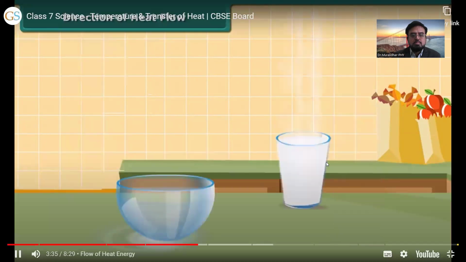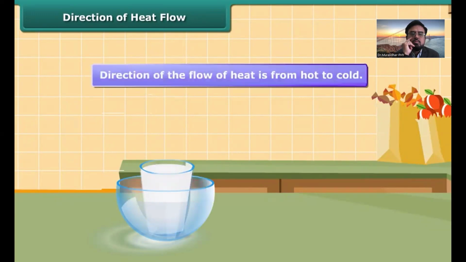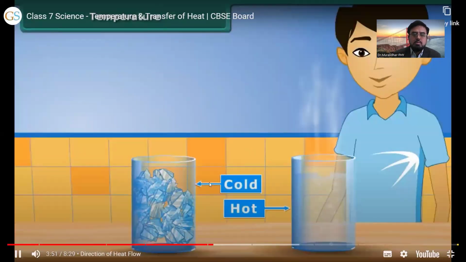Students, let us perform an activity to understand the concept of direction of heat flow. Very important, simple experiment. We'll place a glass of hot milk in a dish with cold water. After some time, milk gets cool and water gets warm. Both milk and water come to lie at the same temperature.